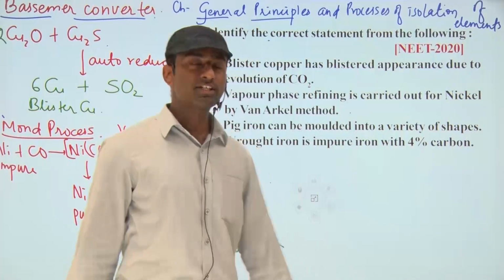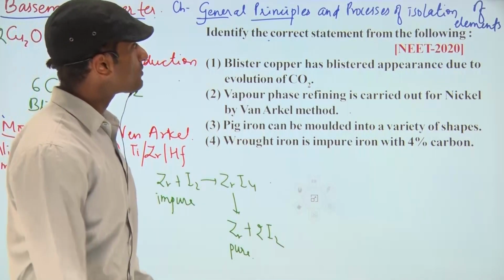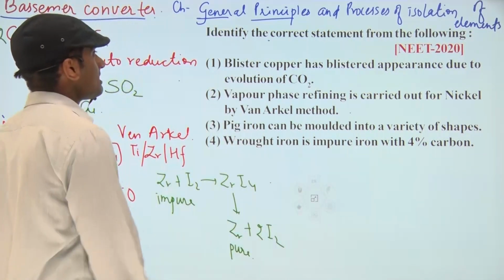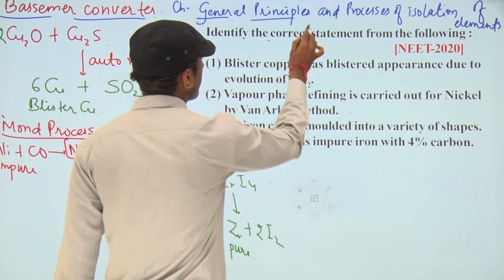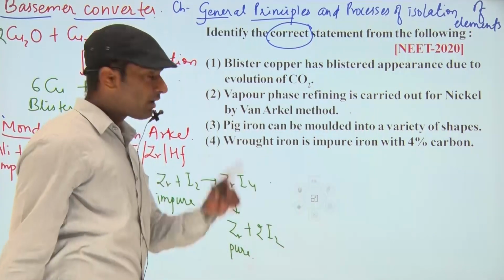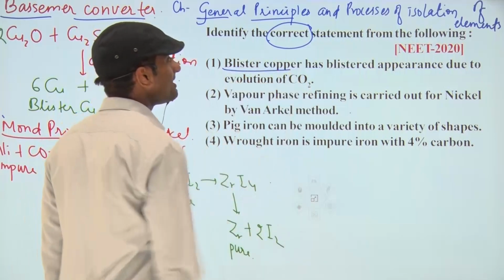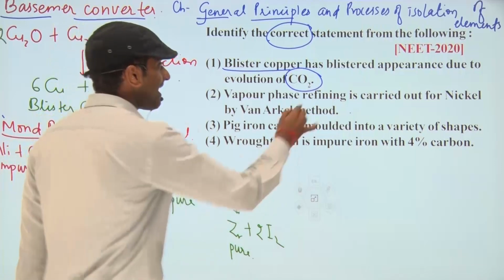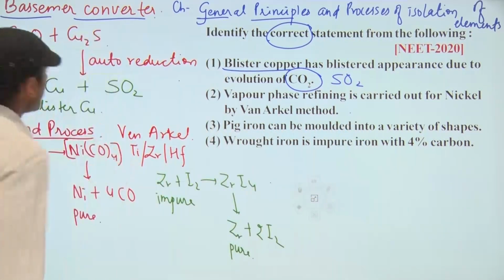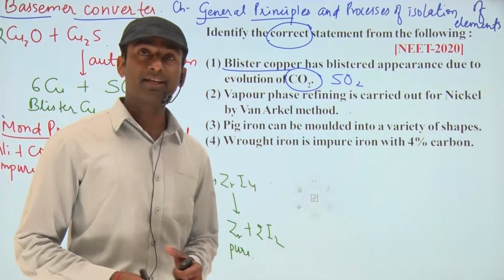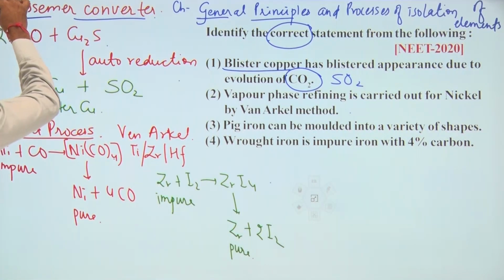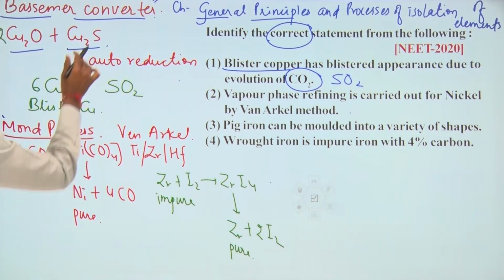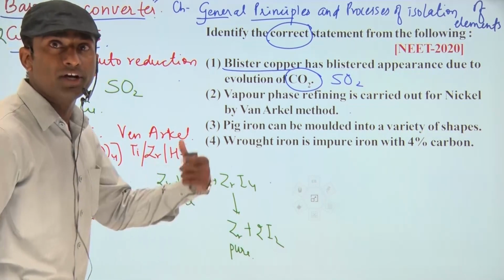Clear? This question is taken from the General Principles and Processes of Isolation of Elements. In short, we may call it metallurgy. So the question says identify the correct statement from the following. First, blister copper has the blister appearance due to evolution of carbon dioxide. Student, this is the wrong option. The gas is sulfur dioxide. How can we say? Because there is a process happening in the Bessemer converter, famously known as Bessemerization, in which cuprous oxide and cuprous sulfide are treated, and this is the auto reduction reaction.